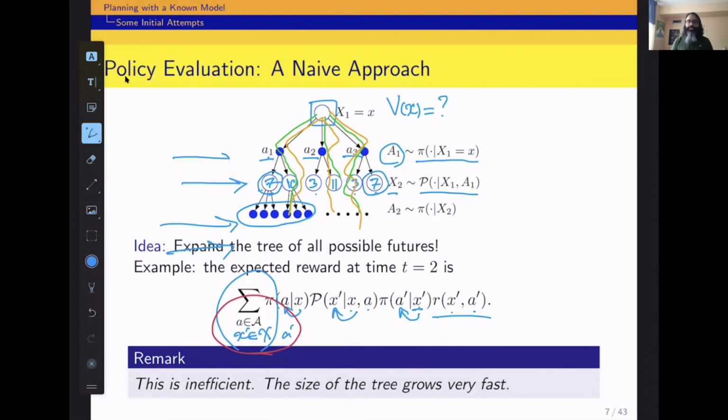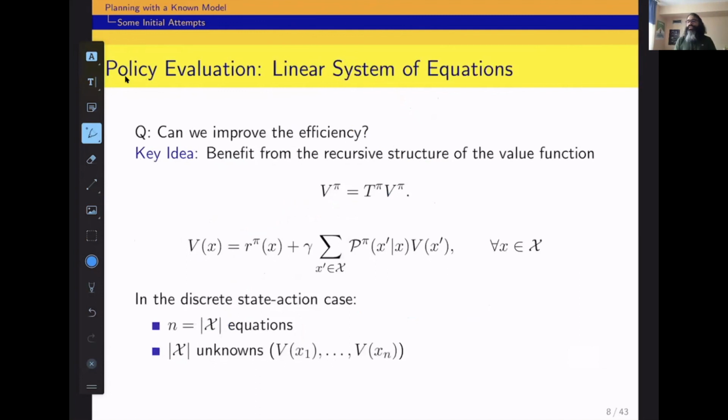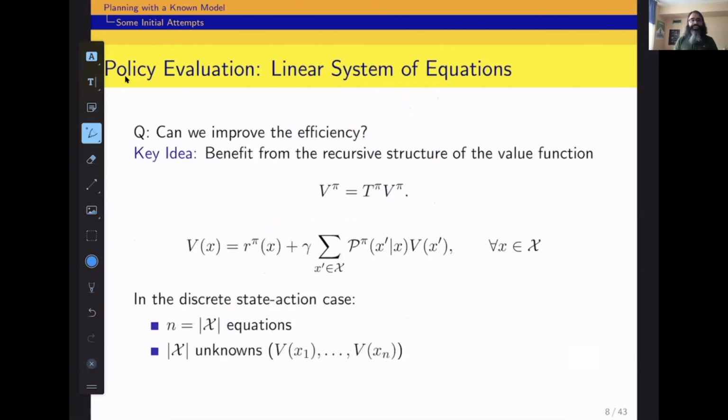So what I'm going to talk about is a bit different approach. And the key idea is to benefit from the recursive structure of the value function. This recursive structure is encoded by the Bellman equation. So let's expand the Bellman equation. v of x is equal to the reward of following policy pi, plus the probability of going to the next states x prime, times the value at the next states.